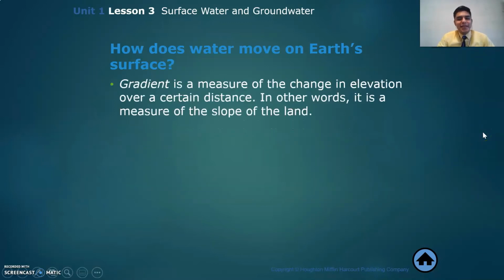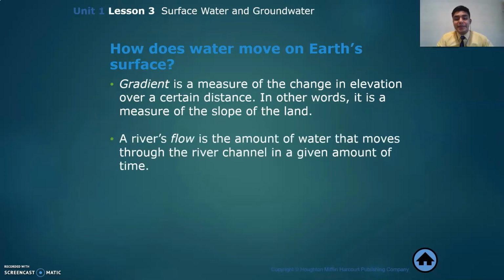Okay, we have a gradient. It's a measure of the change in elevation over a certain distance. In other words, it is a measure of the slope of the land. So how does the elevation change from one place to another? For example, this place can be lower than this place. That's what we call the gradient.